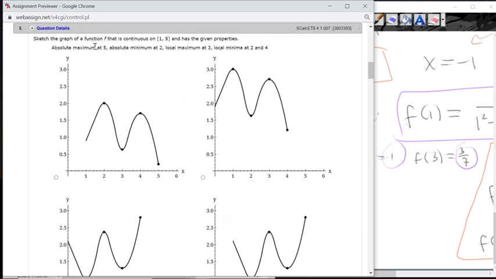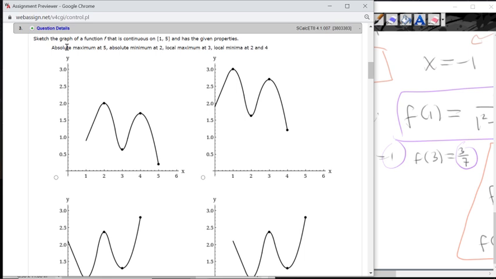Sketch the graph of a function that is continuous on a closed interval and has the given properties. So they give you the four here that you can select from. See if you can do this by hand and come up with some possible functions that have these characteristics. A continuous function on a closed interval. I gave you several examples like that here in the lecture with the notes, several examples of functions that were continuous on a closed interval, as well as discontinuous on not closed intervals.